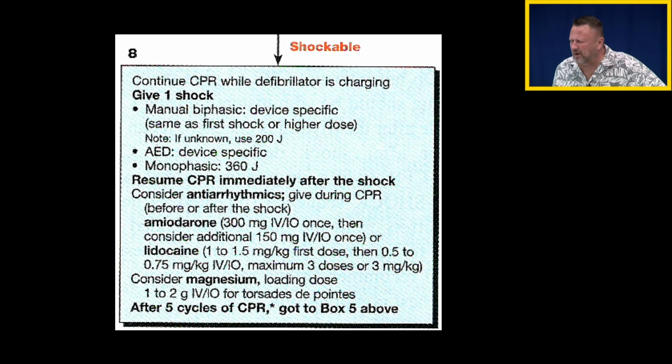All right. Somewhere else on our algorithm is amiodarone. And if I was standing around calling a code and this was in my hands, this is probably what I'd use first. This is what they trained me to do.